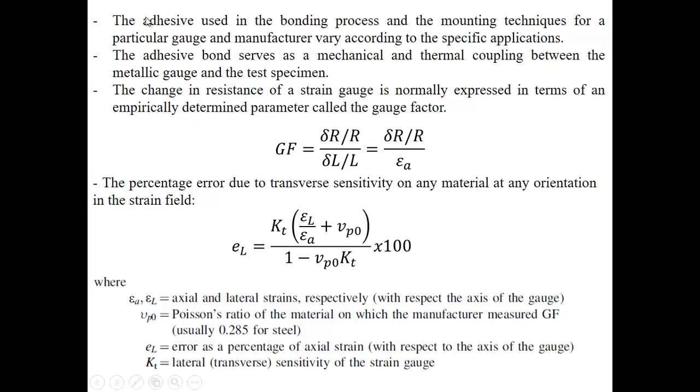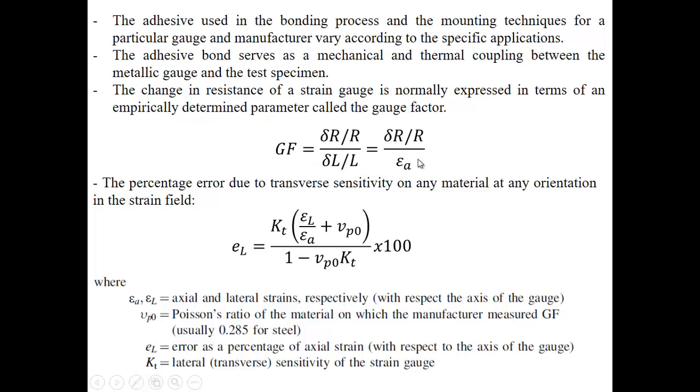The adhesive bond serves as a mechanical and thermal coupling between the metallic gauge and the test specimen, as I said before. The change in resistance of a strain gauge is normally expressed in terms of an empirically determined parameter called the gauge factor. So the gauge factor represents the change in resistance of the strain gauge. The gauge factor is equal to delta R over R divided by delta L over L.